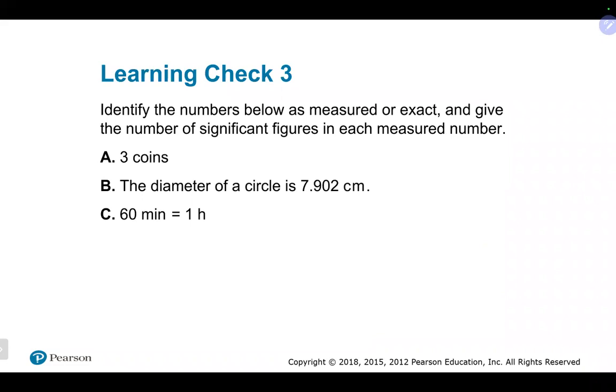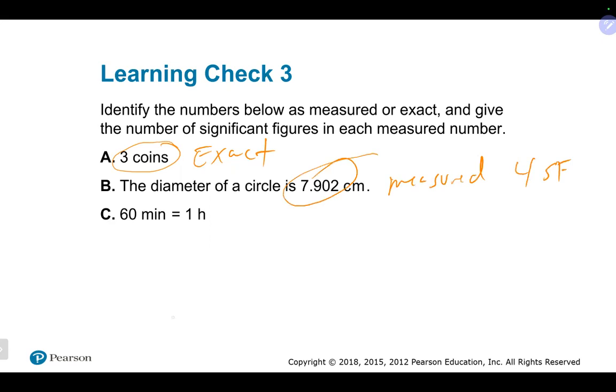All right, so we want to identify these numbers as either being measured or exact, and give the number of significant figures in each measured. Is 3 coins measured or exact? Probably something you would count, right? So that would probably be an exact number. Diameter of a circle would be 7.902. That would be measured. And how many sig figs would that have? It has 4 sig figs. All of those are significant.